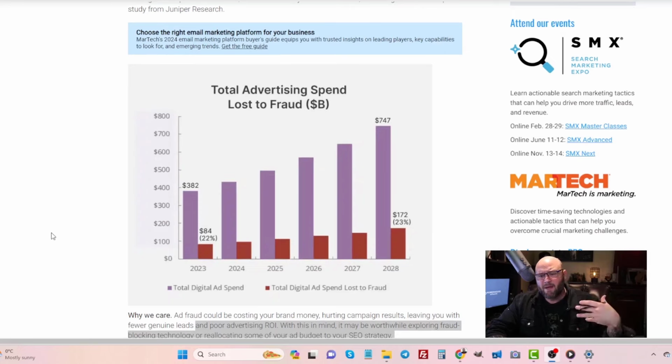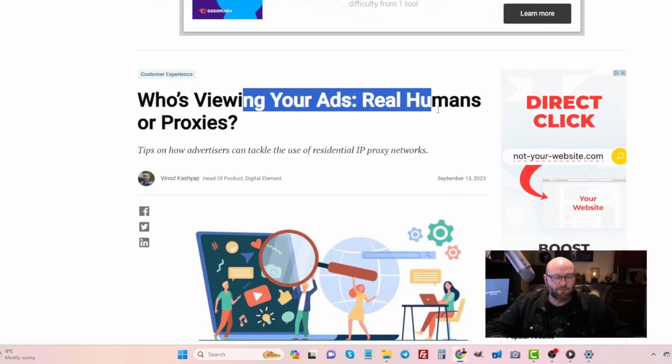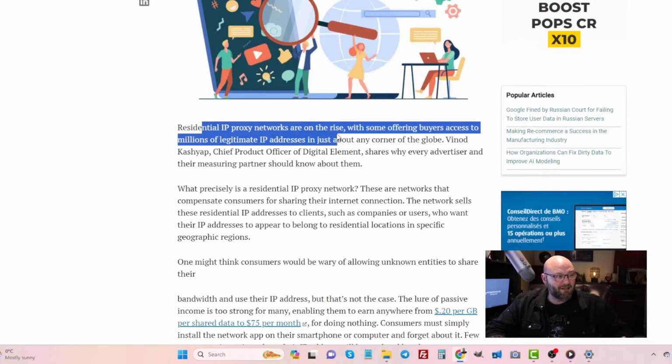Basically, it comes down to being able to buy residential IPs, okay? If you're wondering how this is done, who's viewing your ads? Is it real humans or is it proxies? Well, the fact is residential IPs can be purchased online. And it's really hard for these ad platforms to know when people are committing fraud or just visiting a website when they're using residential IPs.